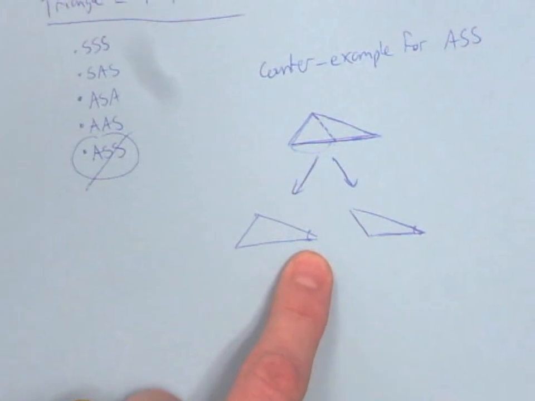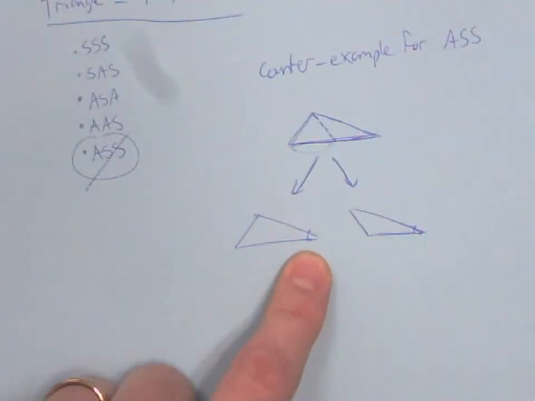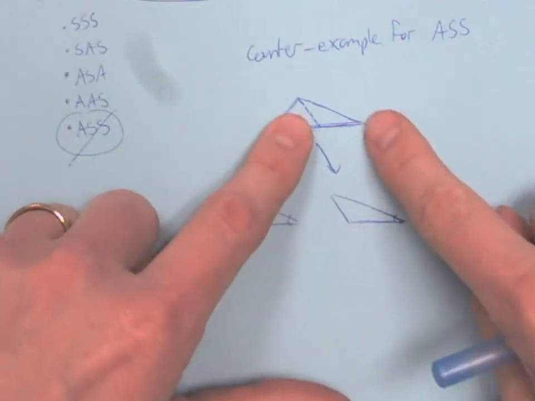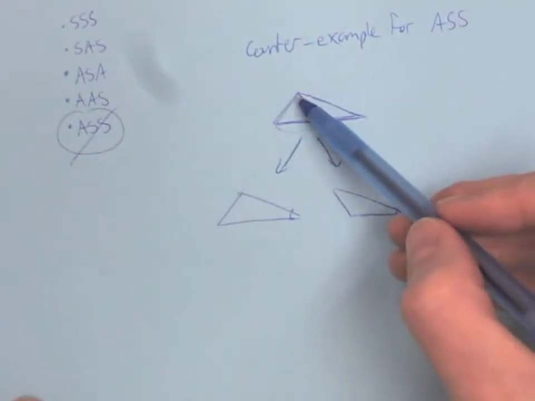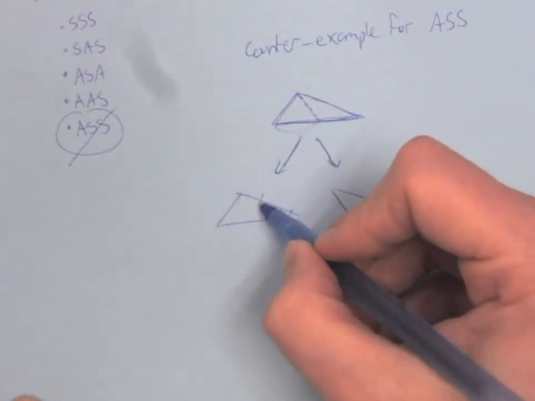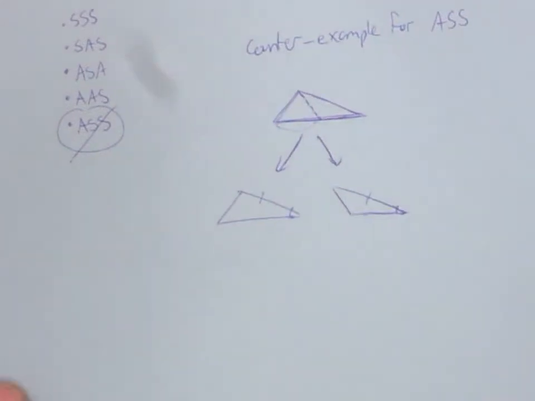This angle is the same on both of them. Okay, the other thing that's the same is this guy, right? Like that hasn't changed. This piece is a part of both triangles. It's a part of this guy, and it's a part of this guy. So this side is congruent to this side.